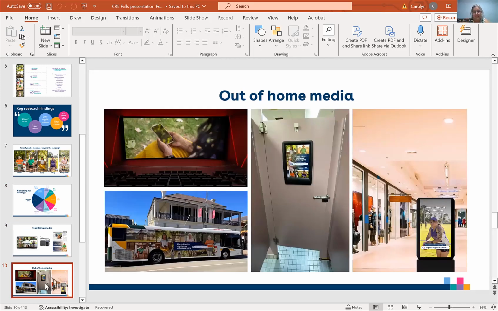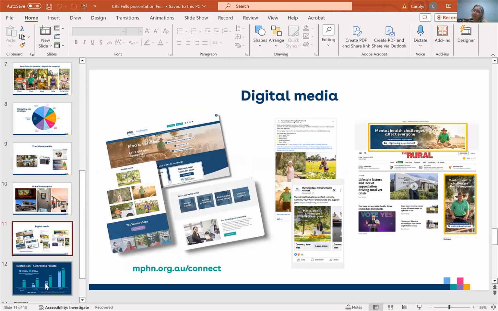Out of home media, so you can see the buses and toilet doors and so on, as well as a large focus on digital. One of the key findings was that people want to be able to, as I said before, access different services depending on what their needs and preferences are. So it was core to have a landing page on the MPHN, the Murrumbidgee Primary Health Network website, where people could go and navigate, find the stories, and find a whole lot of different ways to access services according to an individual's preference.